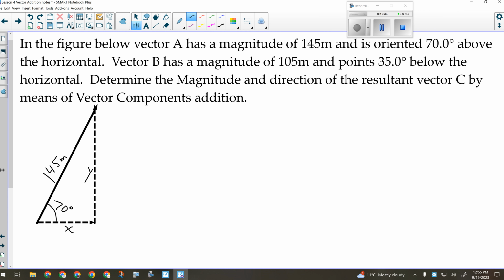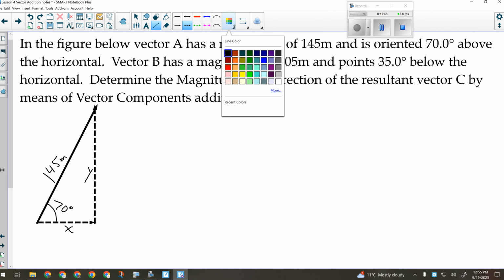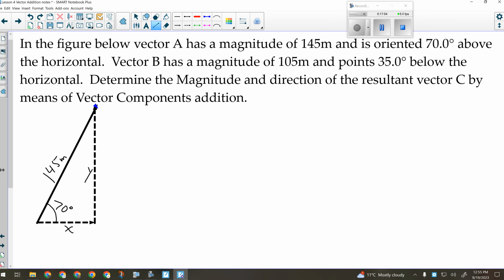The second vector is 105 meters long and points 35 degrees below the horizontal. Okay, so I'm going to need a different color for that one. So I'm going to go in there and make it, I don't know, blue. I'm going to make a nice horizontal line, because again, my angle was measured from the horizontal. Chris, question? Because they didn't tell me positive or negative, I'm going to the positive X here. I mean, if I made everything to the negative X, it would also be fine. Okay. All right, and then now I'm going to put in my blue arrow.